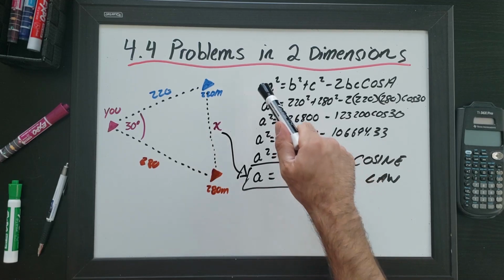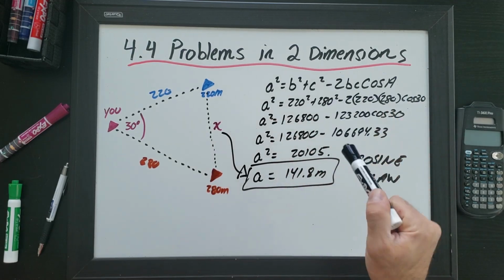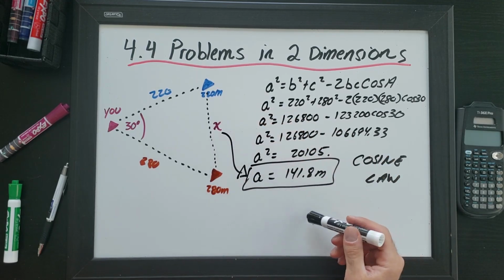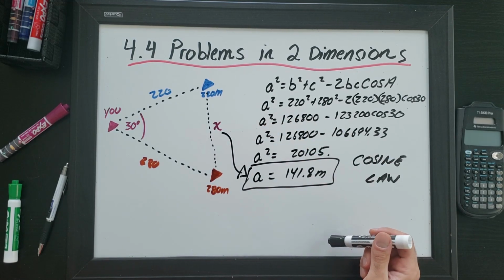Okay, so you have to practice finding a side length and finding an angle for cosine law. You will definitely need cosine law for 4.4 and 4.5, problems in 2 and 3 dimensions. Okay, so practice it, perfect it. It's not that hard.